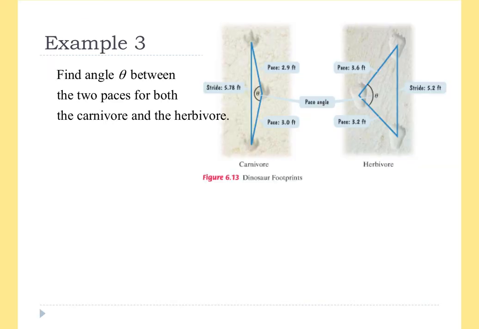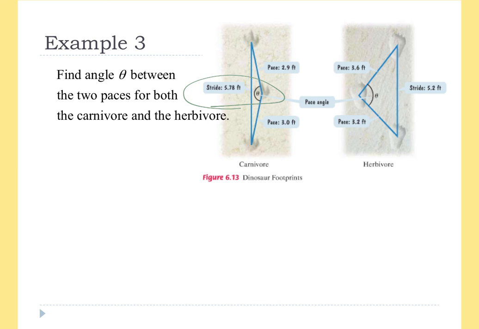All right, and you get some application of that one. It says find the angle theta between the two paces for both the carnivore and the herbivore. So it just gives you a diagram. On the left-hand side are the footprints of a carnivore. On the right-hand side are the footprints of the herbivore. In both of these cases, I'm given all three sides. So if I want to find the angle opposite it, I cannot use law of sines. So this should be a good indication of what a word problem could look like.